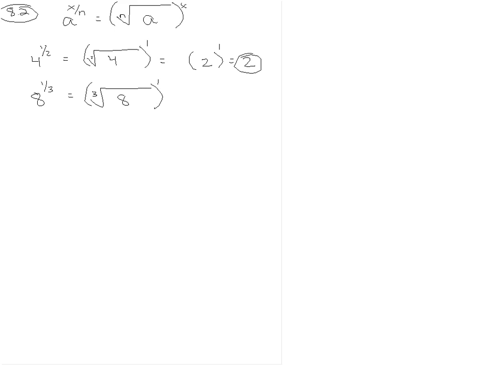Okay. So, for instance, if I had 4 to the 1/2, that means I'm looking for the square root of 4 raised to its first power. Well, what is the square root of 4? 2. And what's 2 to the first power? 2. If I had 8 to the 1/3, that would be the cubed root of 8 raised to the first power, and the cubed root of 8 is 2, and 2 to the first power. In this case, the answer is 2 again.